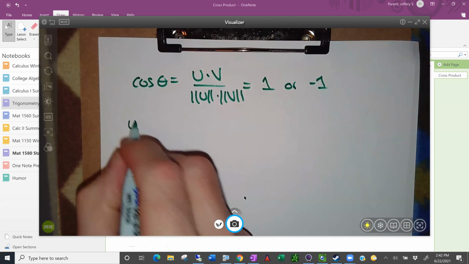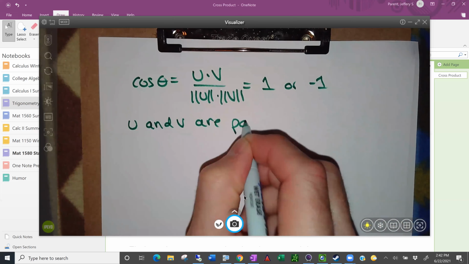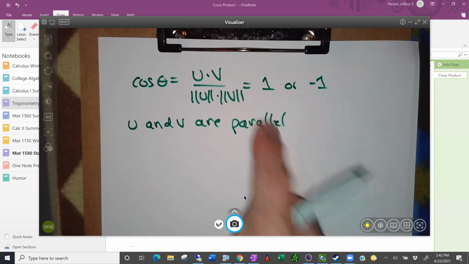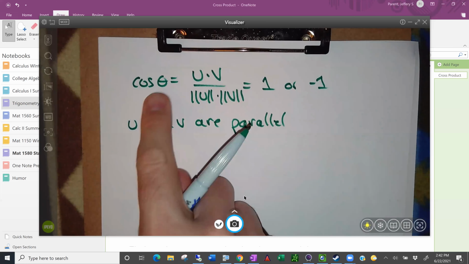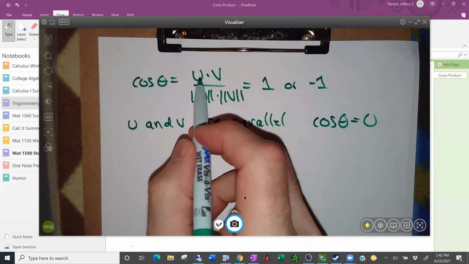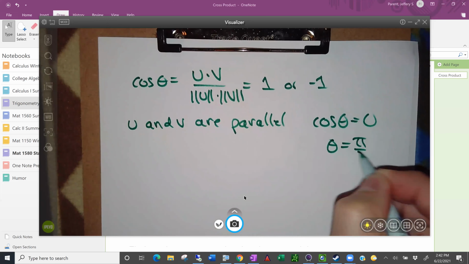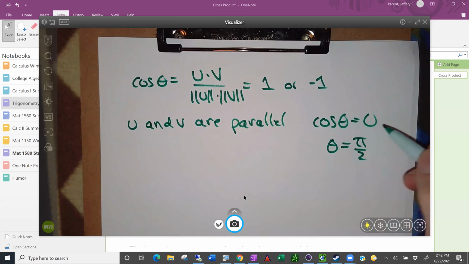U and V are parallel. Yeah, because if it's 0, then cosine of theta equals 0. That is, if the dot product is 0, cosine of theta equals 0, then theta is pi over 2. It's the inverse cosine of 0, which is a 90-degree angle, so perpendicular.